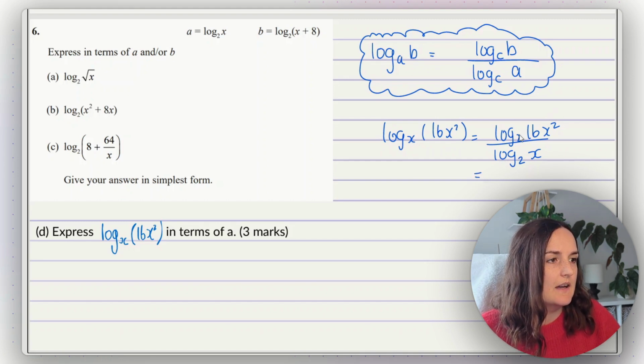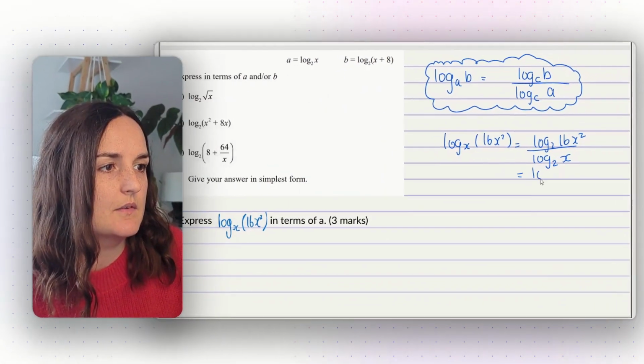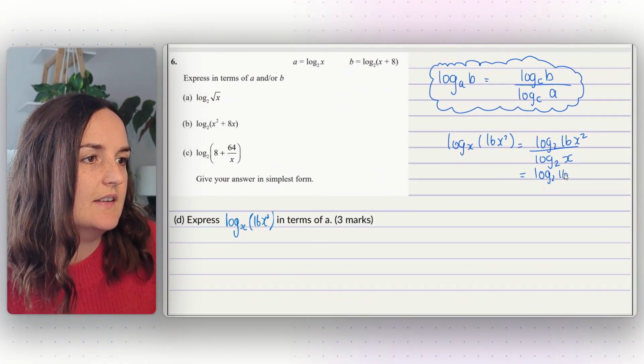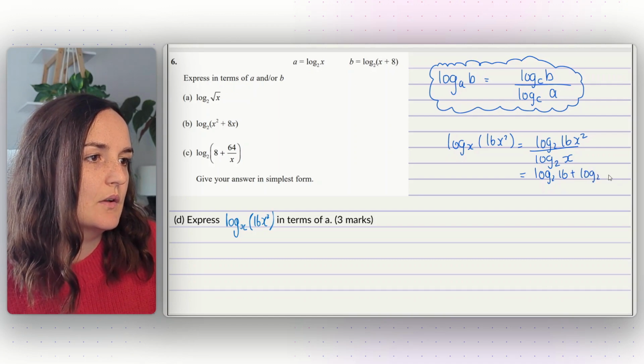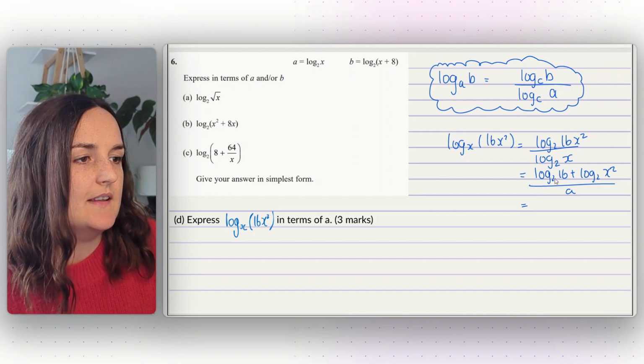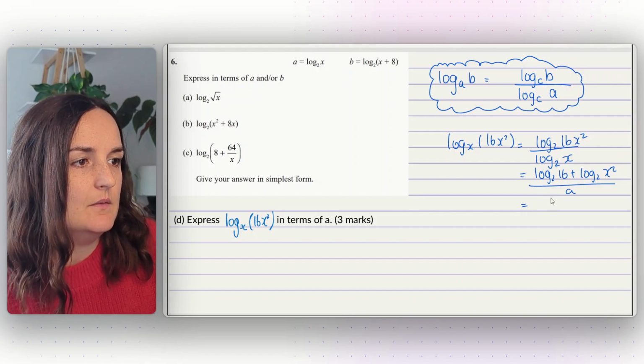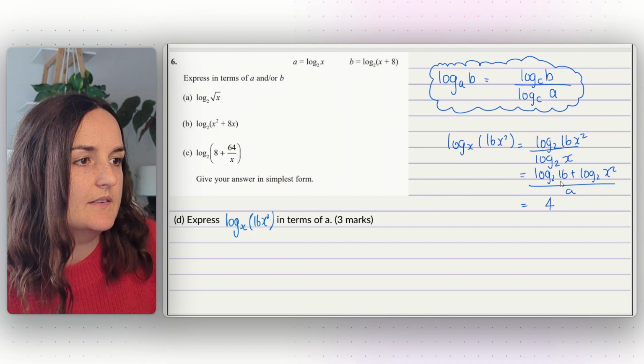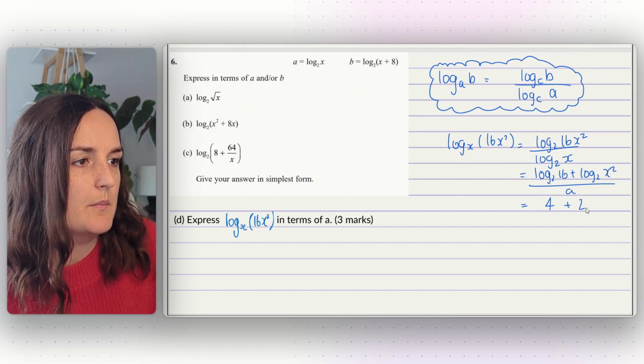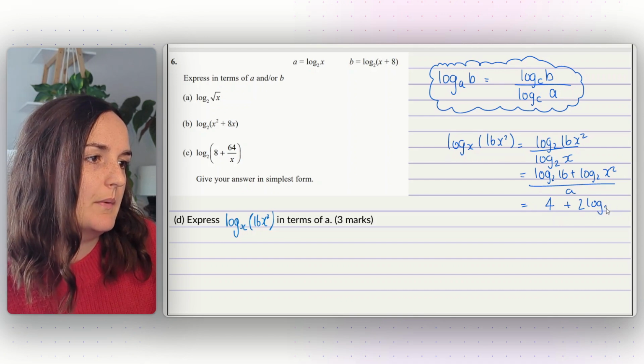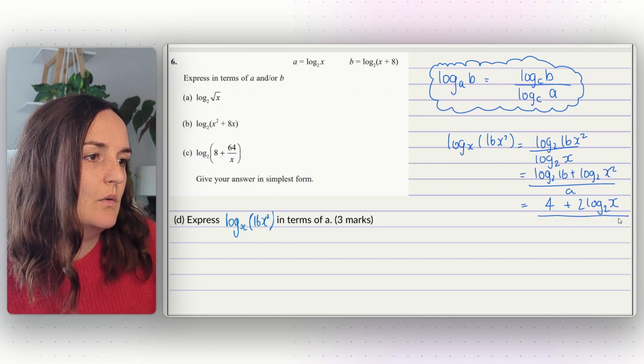And the top bit here, we've got two things multiplied together. We've got 16 times x squared. So we've got log base 2 of 16 plus log base 2 of x squared, all over, now that we can call a. Log base 2 of 16, so 2 to the power of what is 16? Well, 2 to the power of 4 is 16, so that becomes 4. Plus, now we can bring this power to the front using the power rule. So we've got 2 log base 2 of x there, all over a.